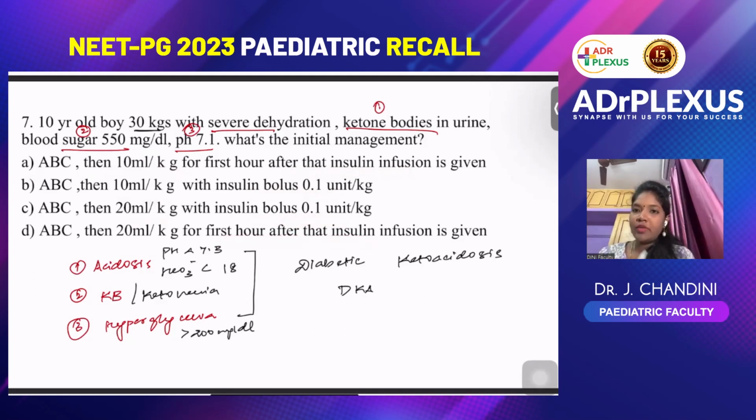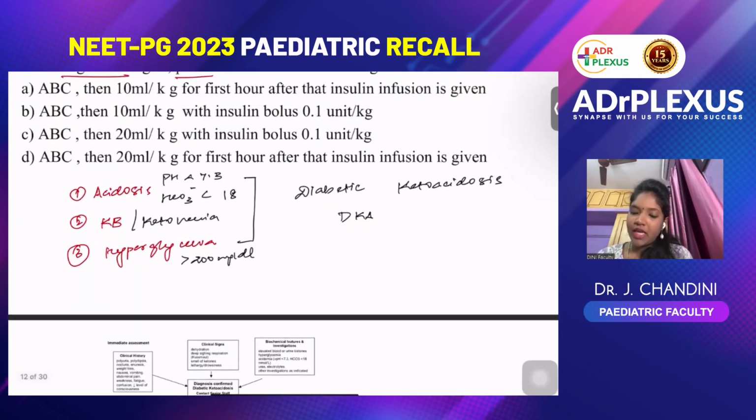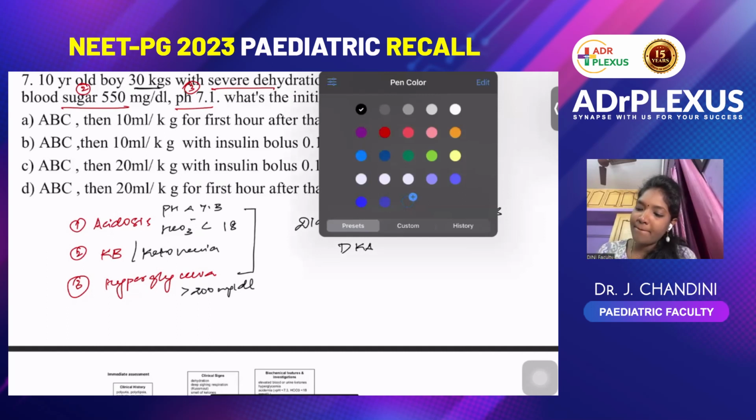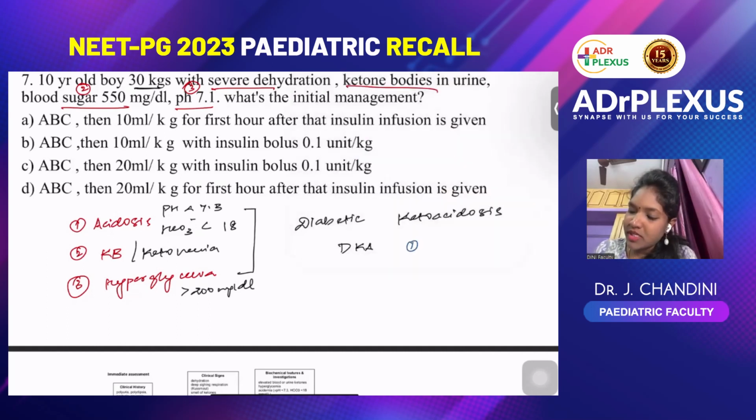Definitely we know ABC is the first management in DKA. The second management is fluid, because the child is having dehydration, so we have to correct this dehydration. The third thing is insulin. Now, when to give fluid and how much fluid to give? That is the second thing. The next thing is when to give insulin and how much to give. The first part is ABC.